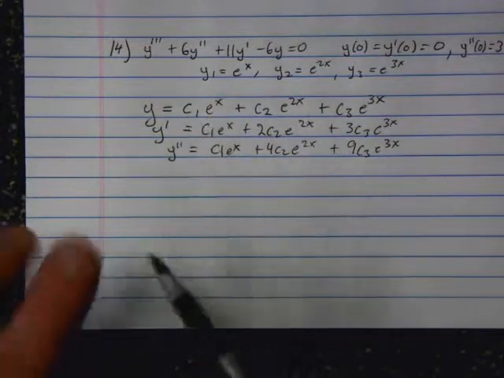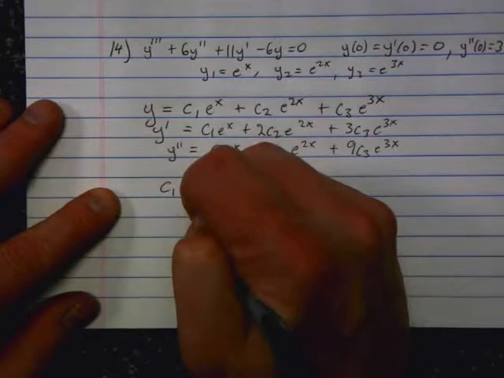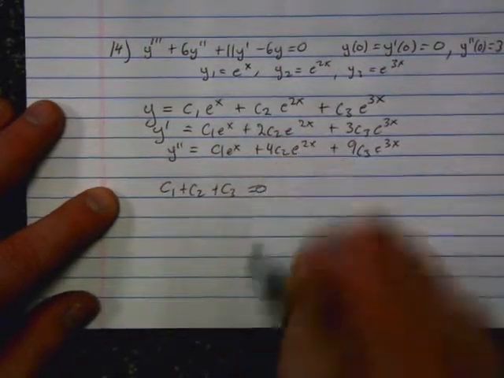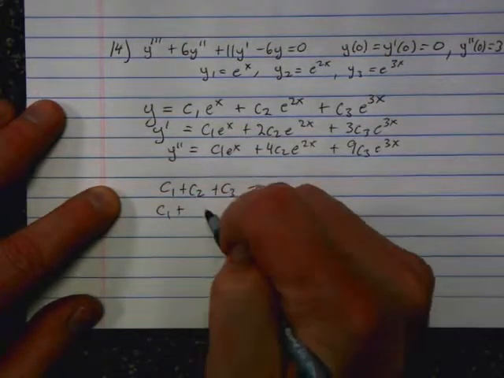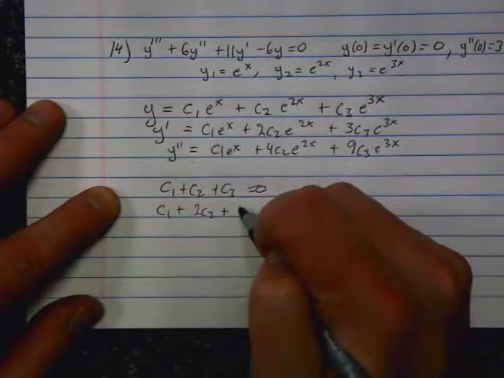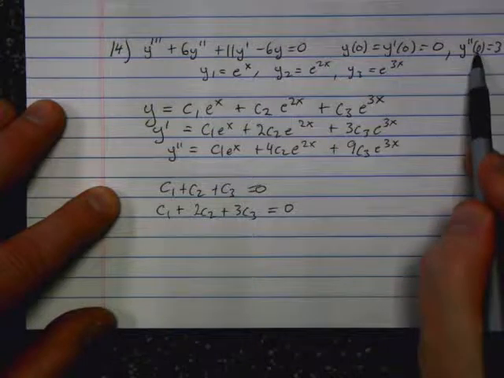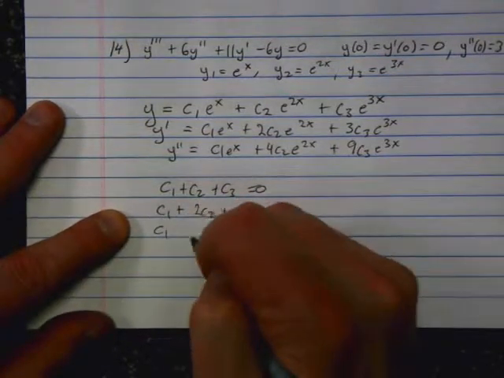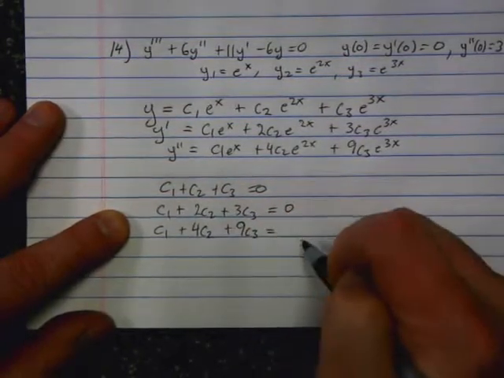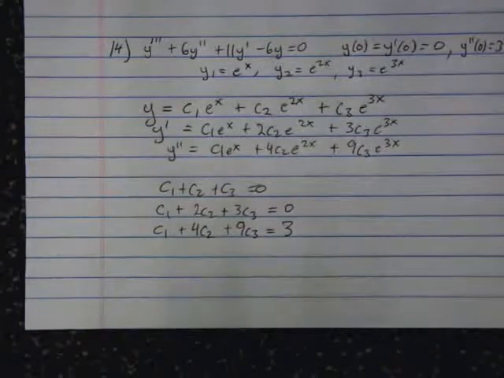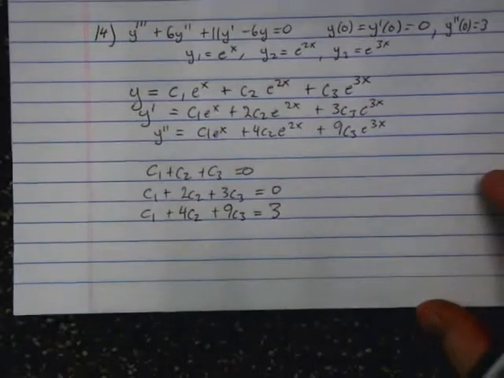So when I plug in y at 0 equals 0, I get c1 plus c2 plus c3 equals 0. And when I plug 0 into my first derivative, I get c1 plus 2c2 plus 3c3 equals 0. And finally, I plug 0 into my second derivative. I get c1 plus 4c2 plus 9c3, but this time it equals 3. I end up with a system, 3 equations with 3 variables.